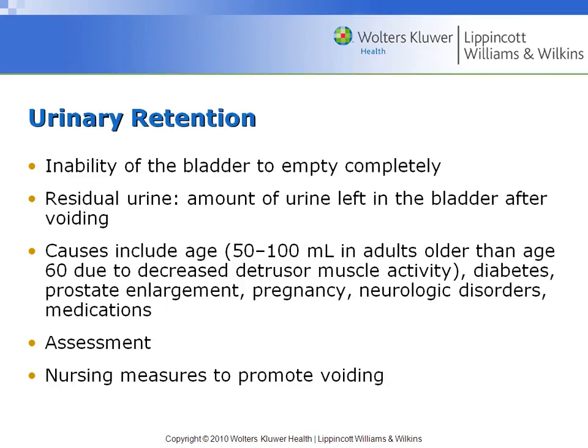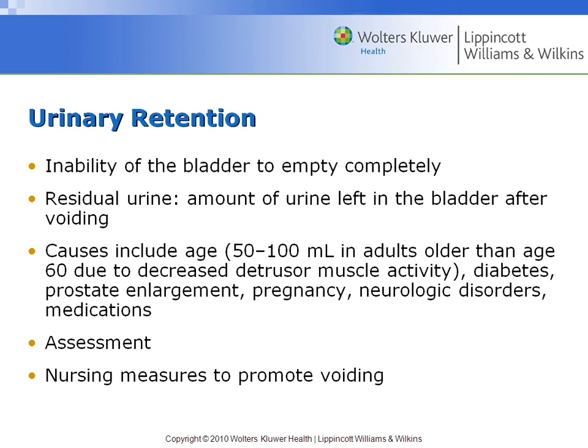Urinary retention: inability of the bladder to empty completely. Residual urine is the amount of urine left in the bladder after voiding. Causes include age, 50 to 100 million adults older than 60, due to decreased detrusor muscle activity, diabetes, prostate enlargement, pregnancy, neurologic disorders, and medication. In other words, what this is saying, those individuals that are listed can have a residual volume of urine of that amount. Okay.